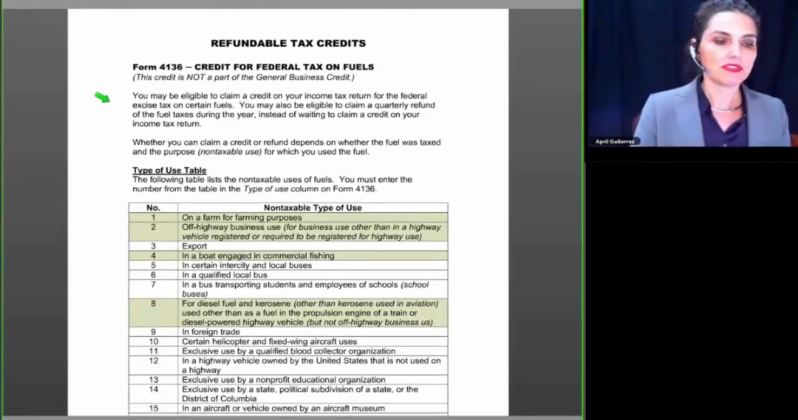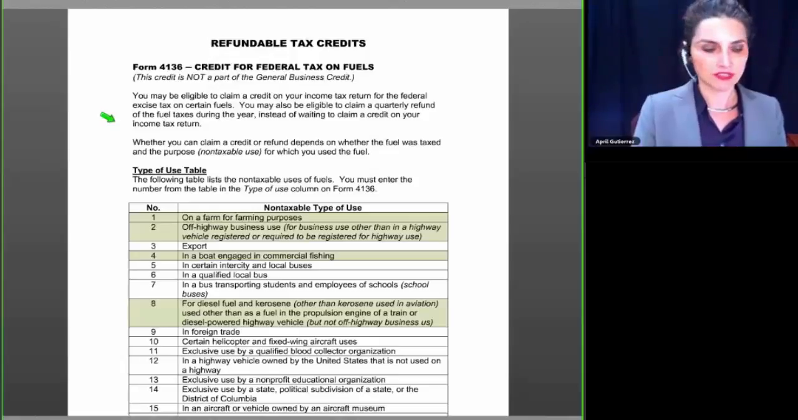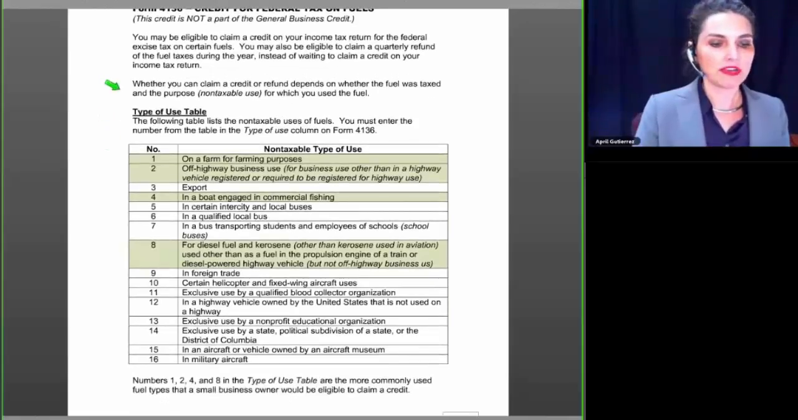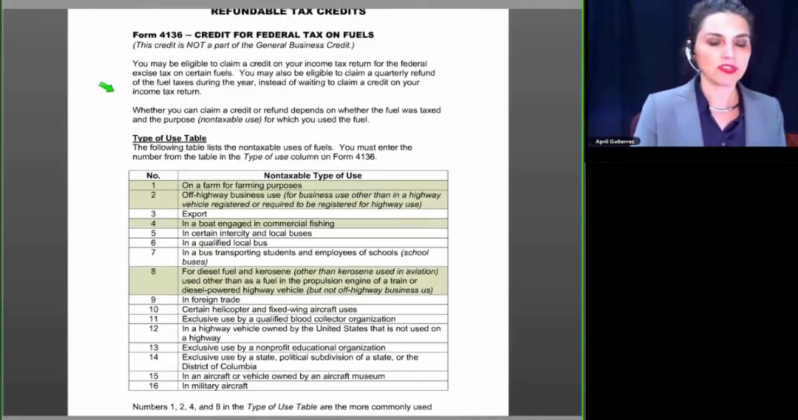You may be eligible to claim a credit on your income tax return for the federal excise tax paid on certain fuels. You may also be eligible to claim a quarterly refund on the fuel taxes during the year instead of waiting to claim a credit on your income tax return. Whether you claim a credit or a refund depends on whether the fuel was taxed and the purpose, the non-taxable use for which you use the fuel.